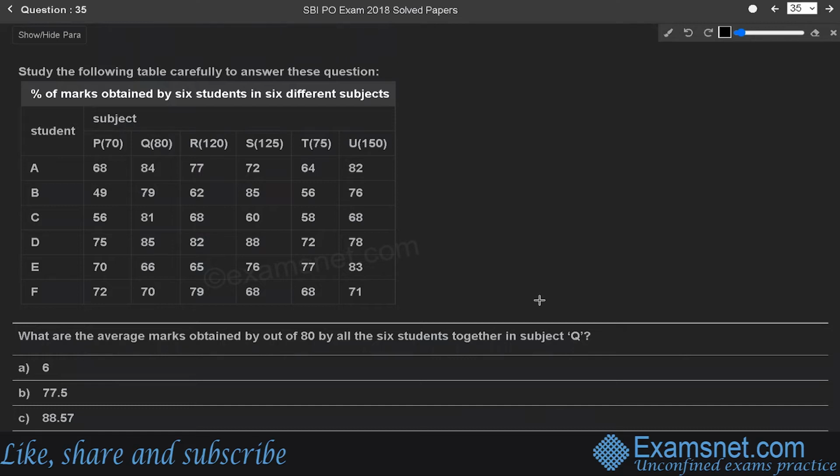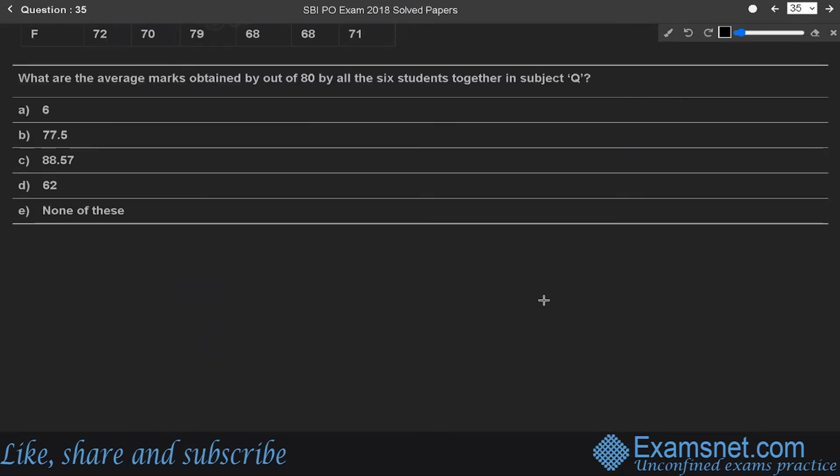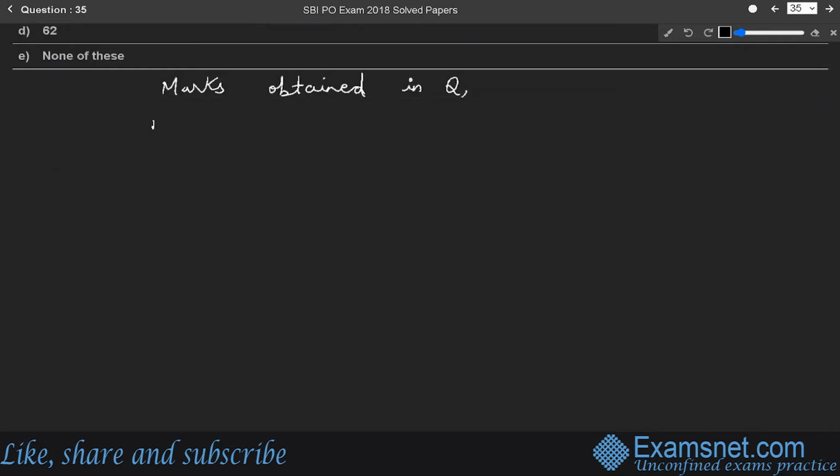Next question also has the same directions. What are the average marks obtained out of 80 by all the 6 students together in the subject Q? So, marks obtained in subject Q by all the students will be, for A, it will be 84 by 100 into 80. So this will be equal to 67.2.